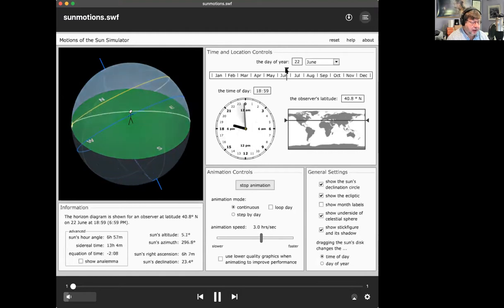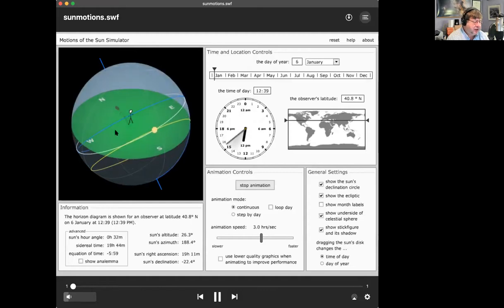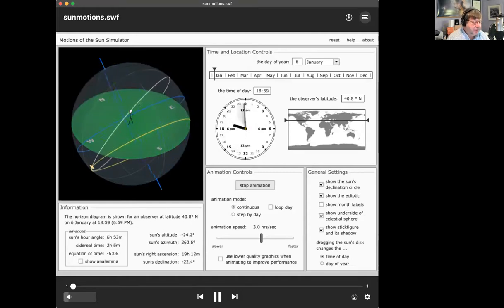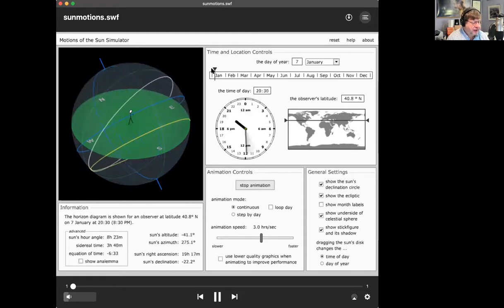Anyway, I really like this animation because it shows the sun moving on the ecliptic. It moves on the ecliptic over a year, and it moves across the sky over a day. But where it moves on the day sky depends on where it is on the ecliptic, which is in various parts of the year.